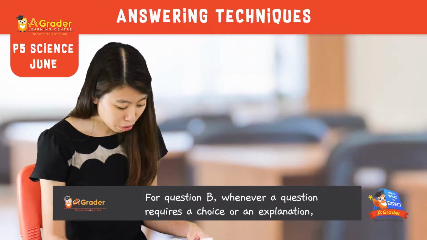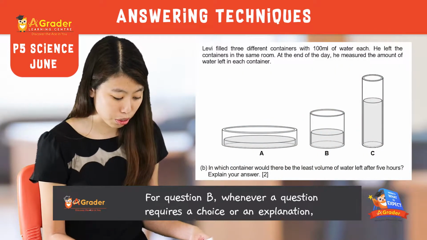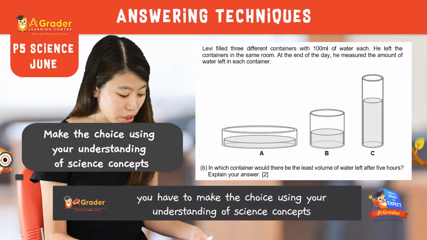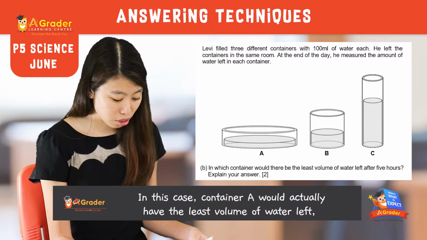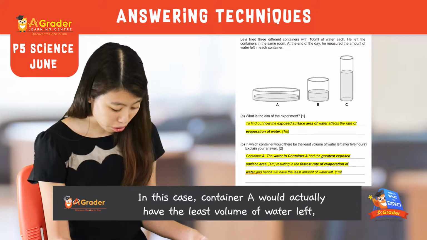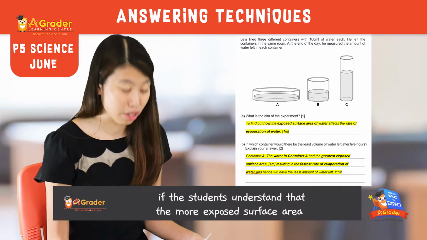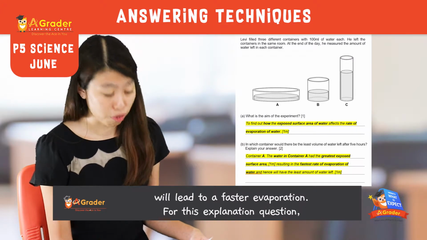Okay, for question B, whenever a question requires a choice or an explanation, you have to make the choice using your understanding of science concepts. So in this case, container A would actually have the least volume of water left if the students understand that more exposed surface area will lead to a faster rate of evaporation.